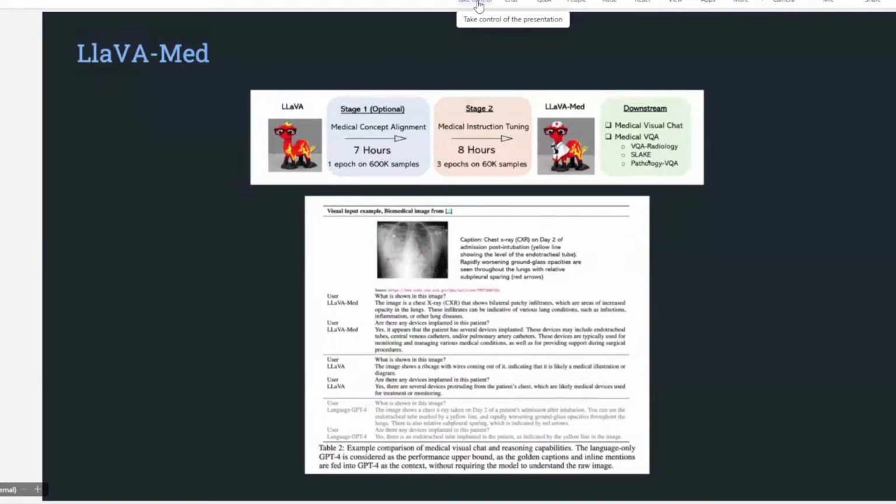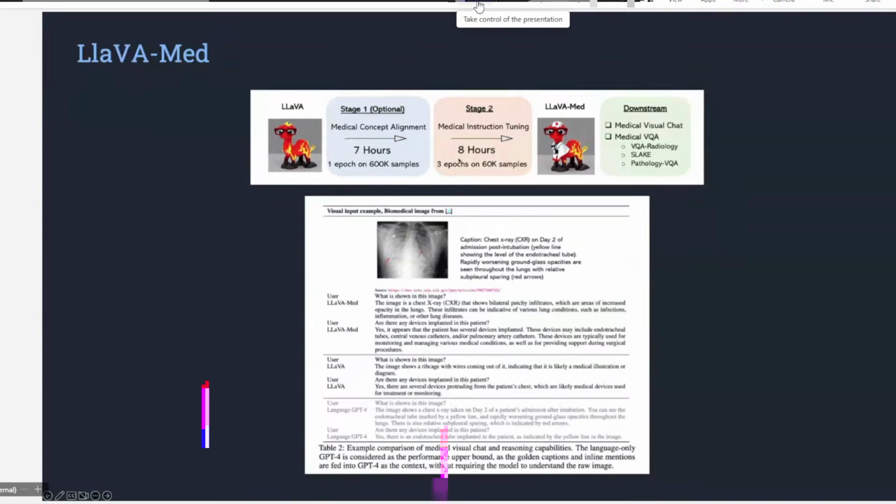The groundbreaking thing with LLaVA-Med, which they claimed, as you can see in the upper image, is that they were able to train LLaVA-Med in just one day. And how they did this is just because of the power which these foundational models have. Like I said, with just one epoch on 600K samples on the medical concept alignment training, and just 3 epochs on 60K samples for the instruction tuning. So these were the 2 stages of the training process.